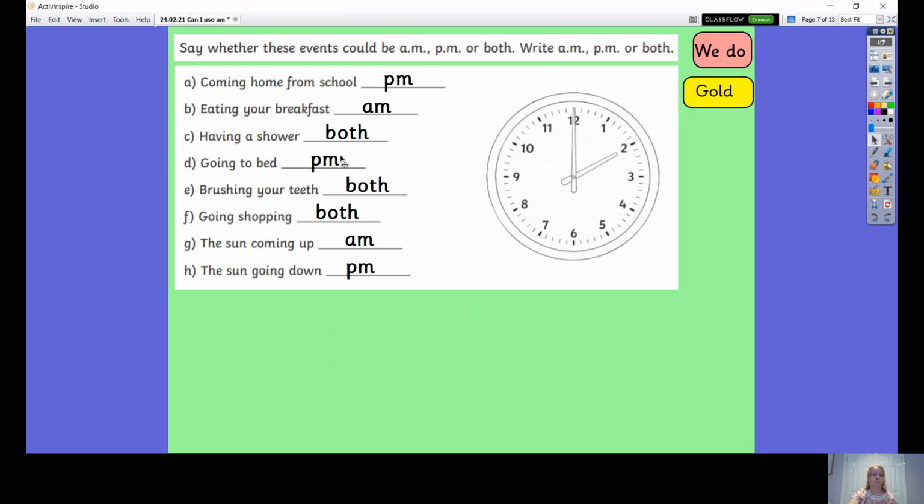Going to bed, usually PM. Unless they work night shifts or something, people generally go to sleep in the evening, don't they?